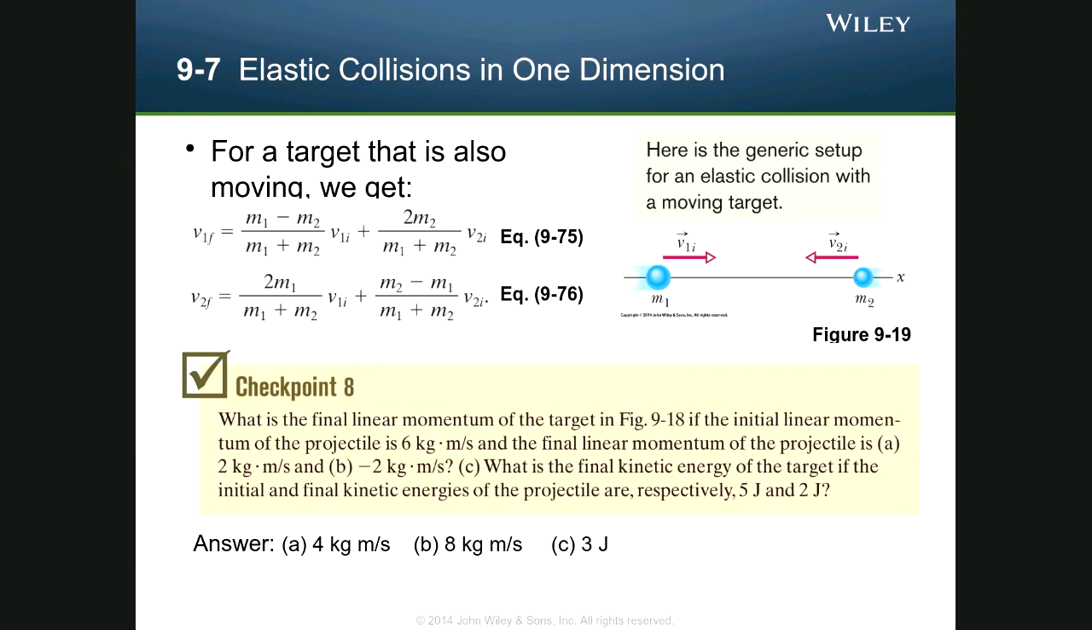So let's look here. It says, what is the final momentum of the target in 9-18, right? If the initial linear momentum of the projectile is 6 kilogram meters per second, and the final linear momentum of the projectile is A, 2 kilogram meters per second, B, minus 2 kilogram meters per second, and then C, what is the final kinetic energy of the target if the initial and final kinetic energies of the projectile are 5 joules and 2 joules respectively. So I'm going to solve this one at a time. And let's look at the figure.